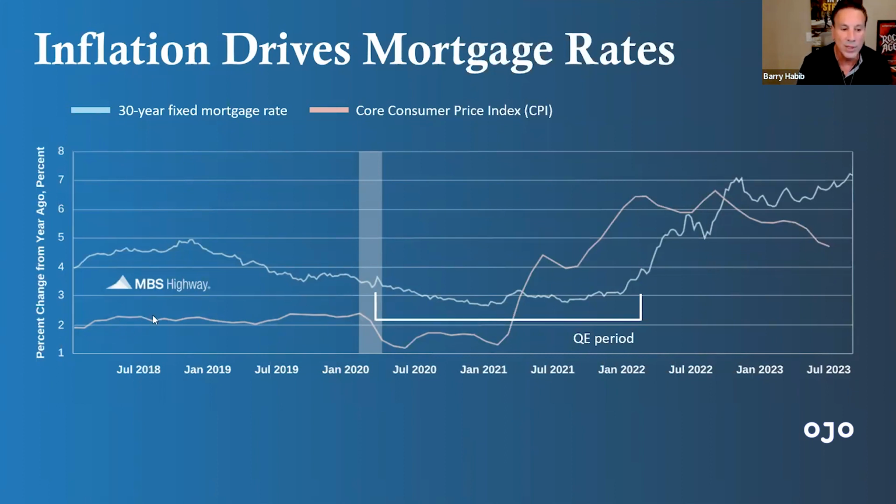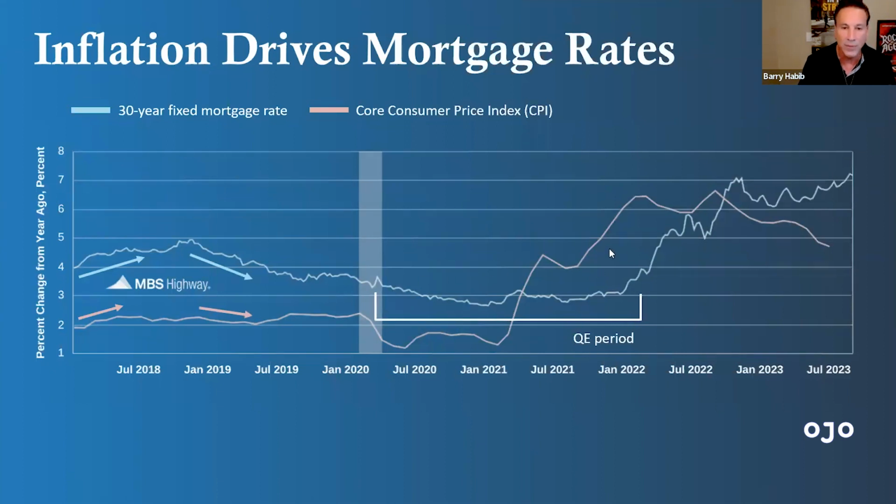Now, the line that you see on the bottom here, this line that's kind of in the pink color, that's inflation. The blue line on the left here that you see, those are 30-year fixed rate mortgages. Now, notice what happens. Inflation moves up. So what do mortgage rates do? They go up. Well, inflation comes down. What do mortgage rates do? They go down. Inflation goes sideways. Mortgage rates go sideways. And then you get this QE period where things were a bit distorted.